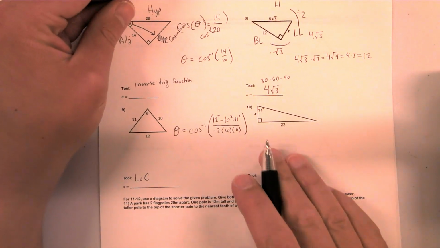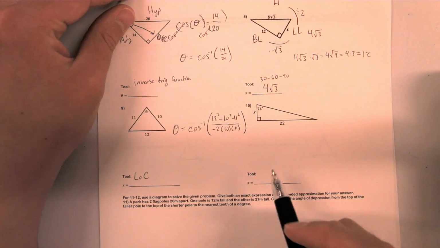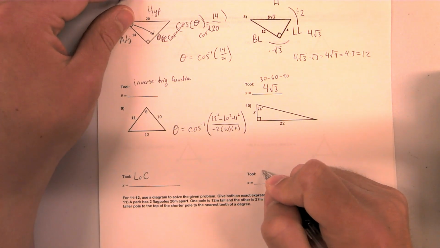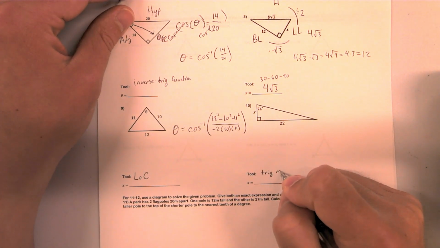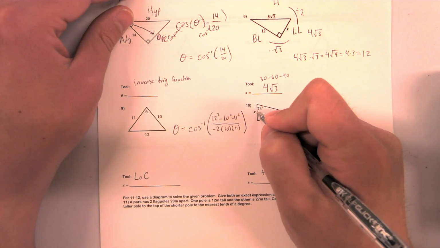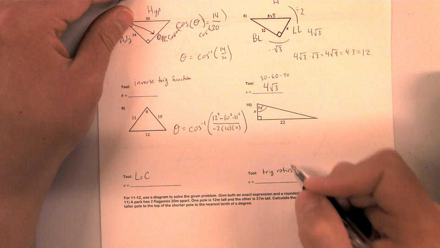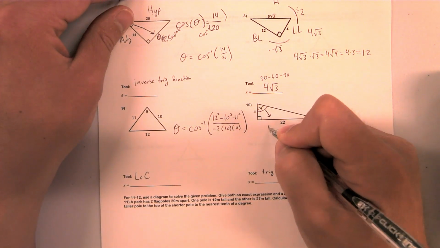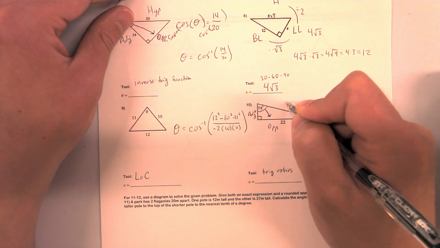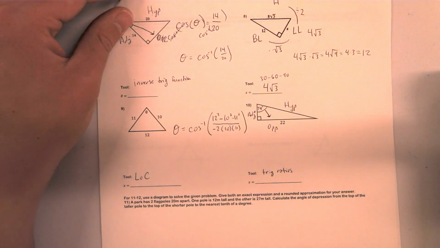Okay, for number 10, that's a right triangle again, and I've got an angle and a side. That's a perfect setup for your trig ratios. From the perspective of this angle up here, 22 is the opposite, x is the adjacent, and this is the hypotenuse.